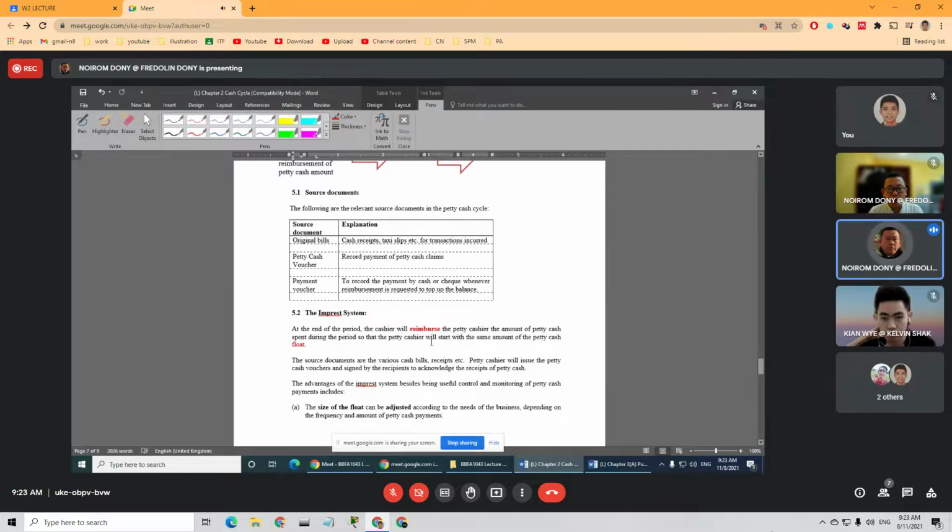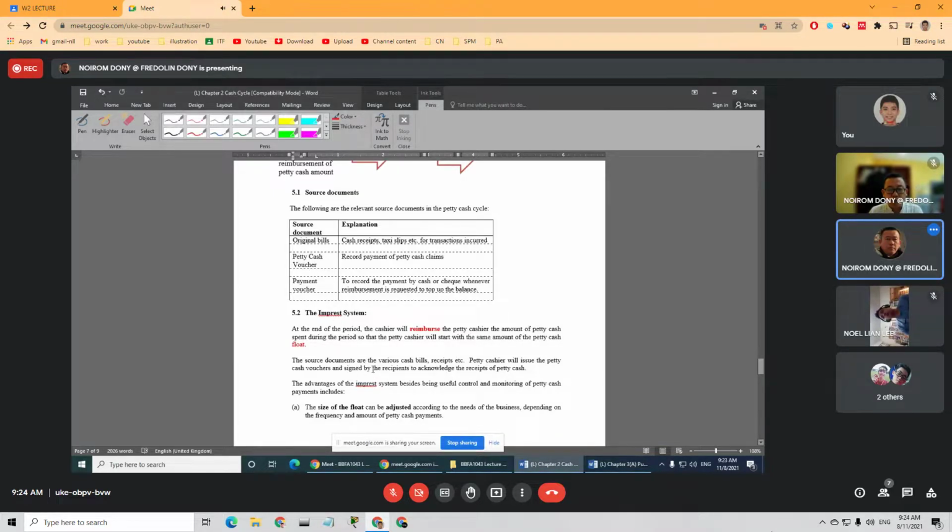Now, the source documents are cash bill or cash receipt. Petty cashier will issue the petty cash voucher and signed by the recipient to acknowledge the receipt of the petty cash float. So that is the use of this petty cash voucher. So meaning underneath the petty cash voucher, you have a signature to acknowledge receiving the petty cash amount.